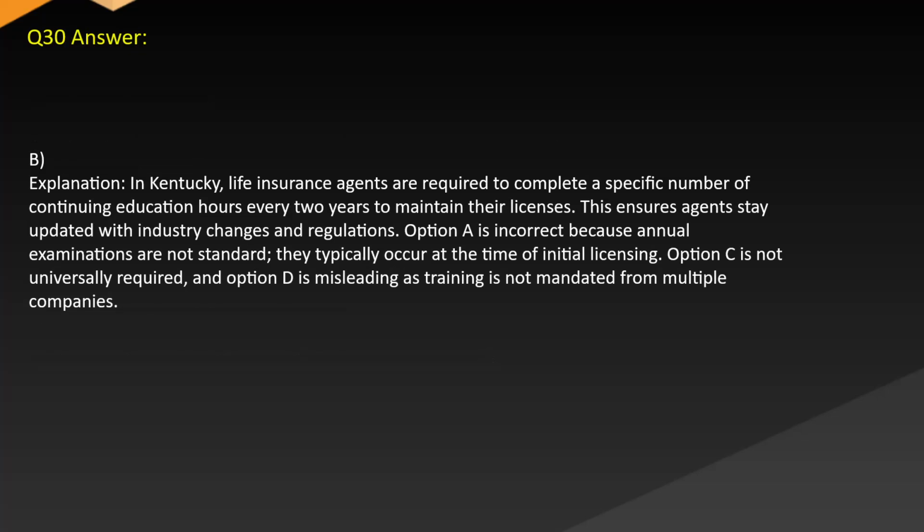Answer: B. Explanation. In Kentucky, life insurance agents are required to complete a specific number of continuing education hours every 2 years to maintain their licenses. This ensures agents stay updated with industry changes and regulations. Option A is incorrect because annual examinations are not standard and they typically occur at the time of initial licensing. Option C is not universally required, and option D is misleading as training is not mandated from multiple companies.